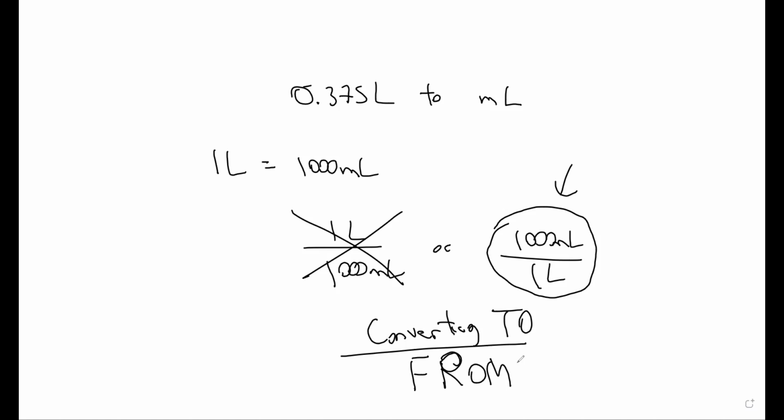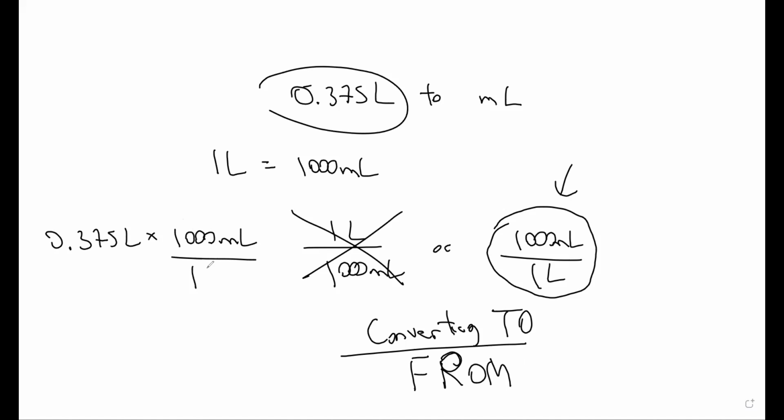Okay, so this is the fraction that we use. And then the last step is you just take 0.375 liters and multiply it by that fraction. So you do 0.375 liters times 1,000 milliliters over 1 liter. Now you might notice that at this point, liters cancel out, which is good because then we're just left with milliliters, which is exactly what we want. So that lets you know that you're on the right track. So goodbye liters, goodbye liters.